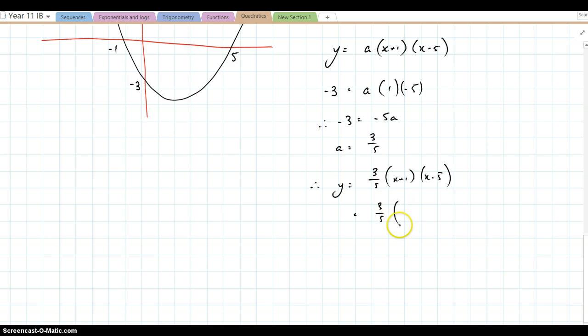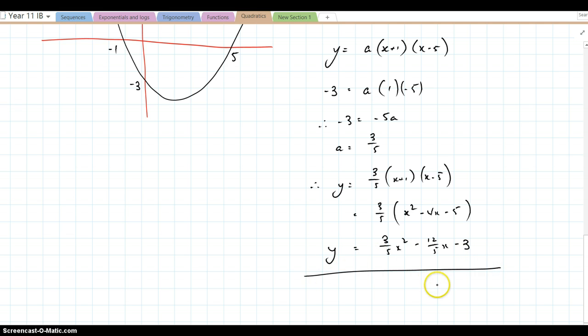Probably just leave the 3/5 there. Right, this is x squared minus 5x plus x, so that's minus 4x, minus 5 goes in there, which is equal to 3/5 x squared minus, you can tell I made this question up because it's not a very pleasant one, minus 12/5 x, and this is minus 3. So y is equal to 3/5 x squared minus 12/5 x minus 3.